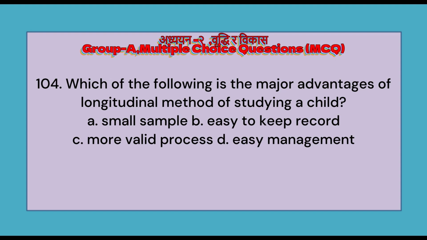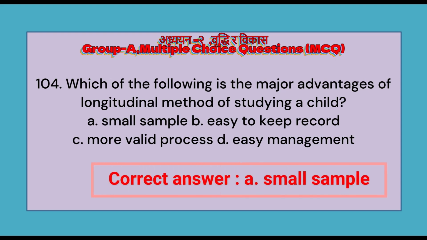104. Which of the following is the major advantage of longitudinal method of studying a child? A. Small sample. B. Easy to keep record. C. More valid process. D. Easy management. Correct answer: A. Small sample.